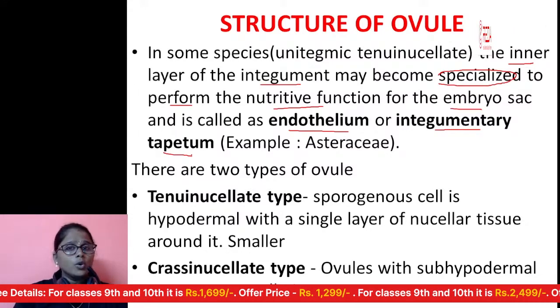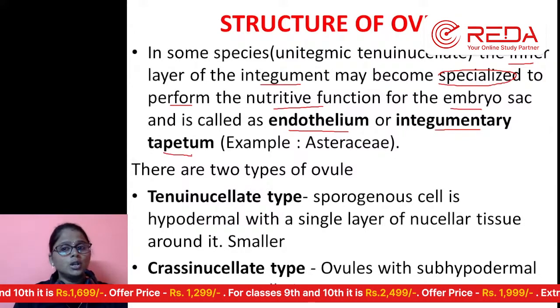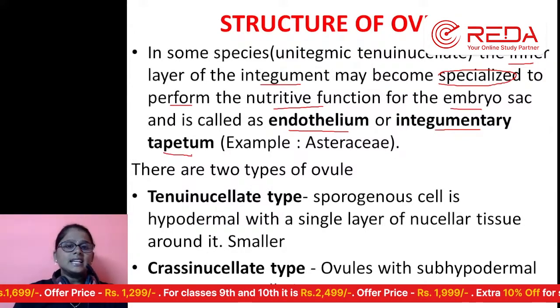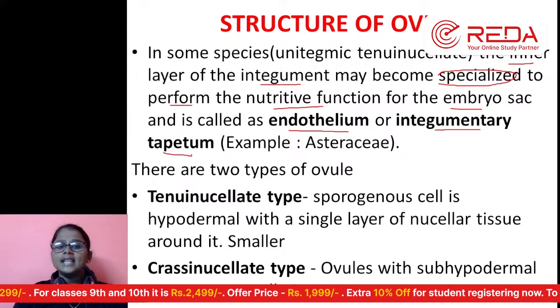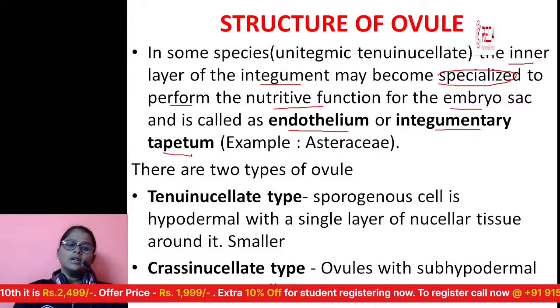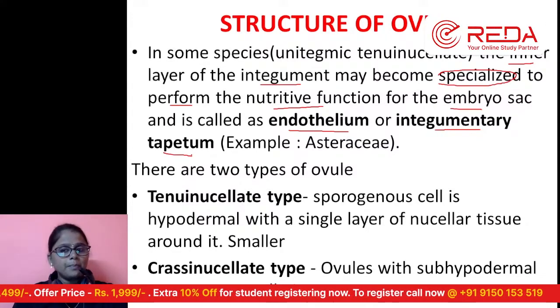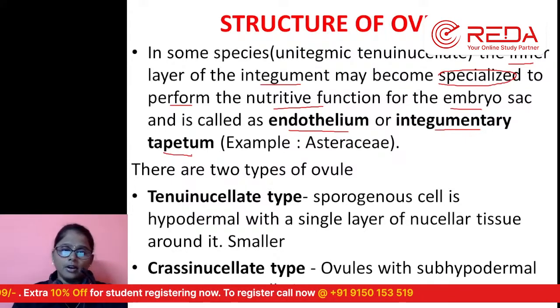So they will be storing the food material and they will provide nourishment to the embryo sac. And such types of integuments are called endothelium or integumentary tapetum. The example for this type of special integuments is seen in the Asteraceae family.